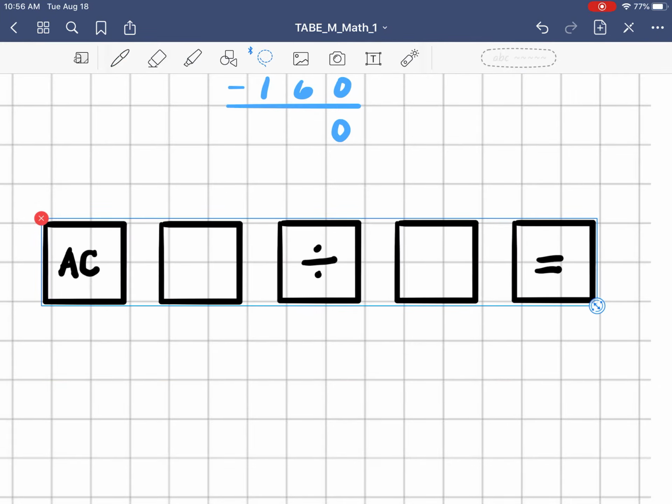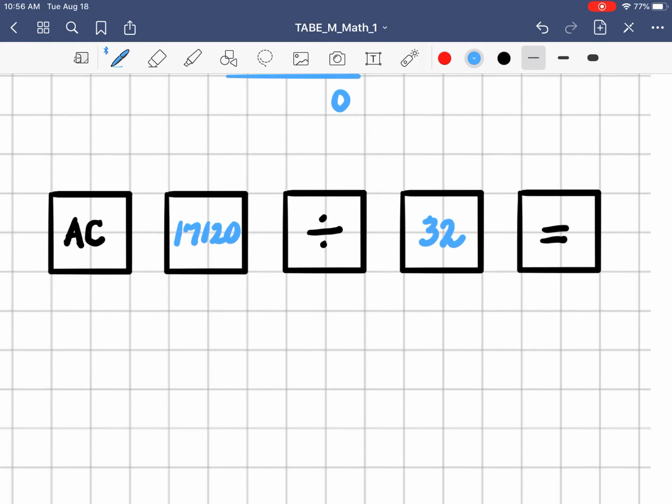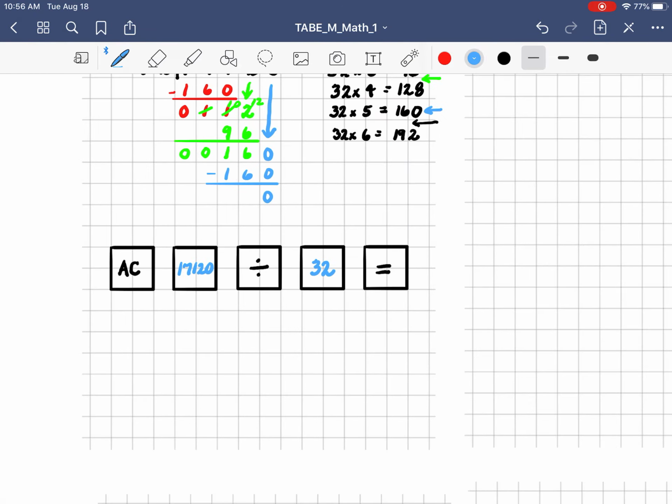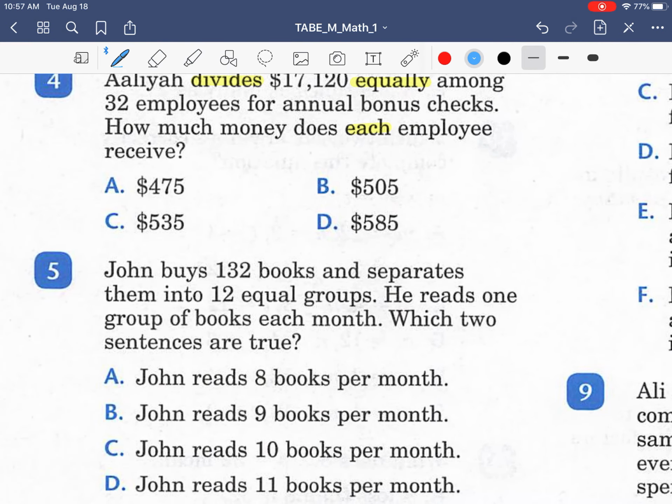And to do this on the calculator, we're going to say the dividend, which is enormous this time. Squeeze him in there. Divided 32 ways is 535. So let me go back over to my problem, and we will put that down. So each employee in the bonus gets $535. It's a pretty nice bonus.